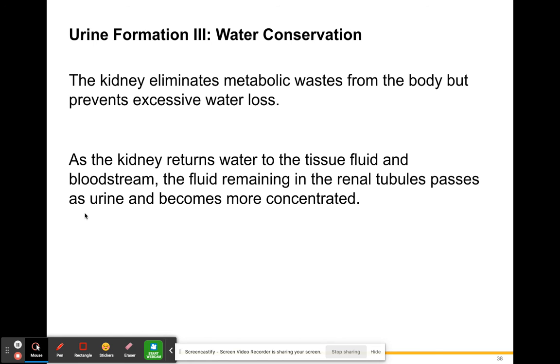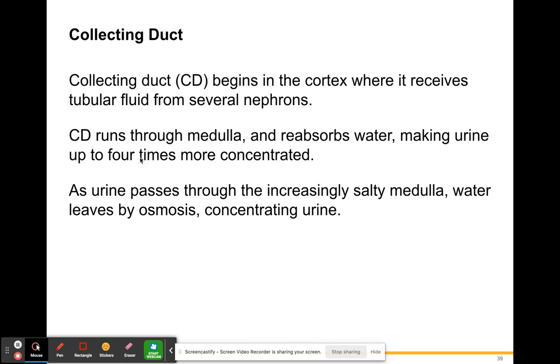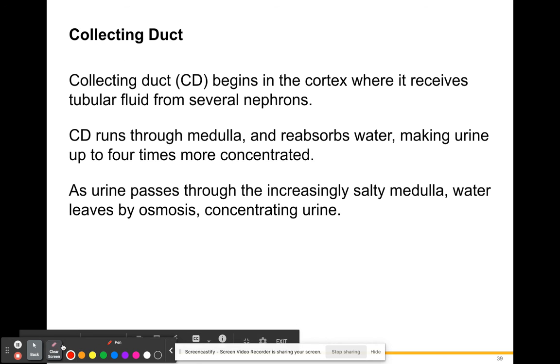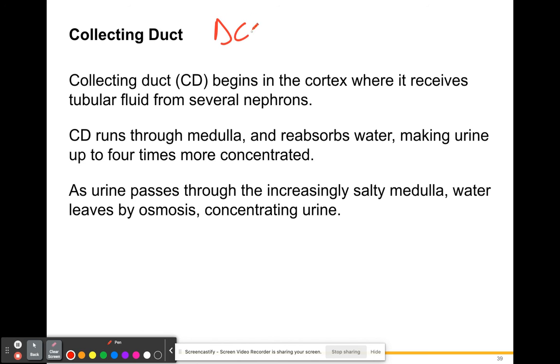So the good stuff is given back. The bad stuff is getting transferred to the next section, and that bad stuff is going to then become more concentrated as urine as we go forward. So what's forward, right? Forward, we ended at the distal convoluted tubule. The next thing is going to be the collecting ducts, right?